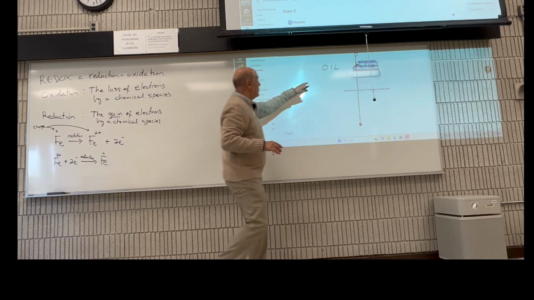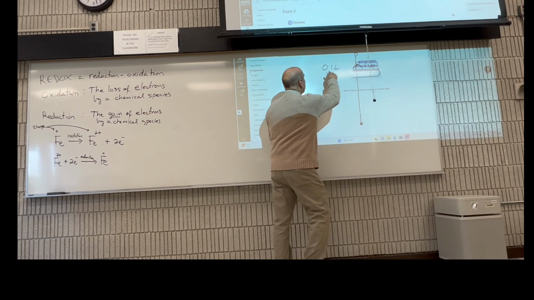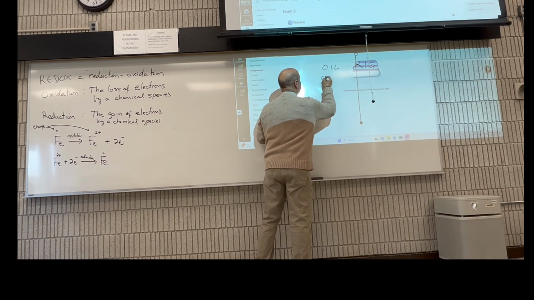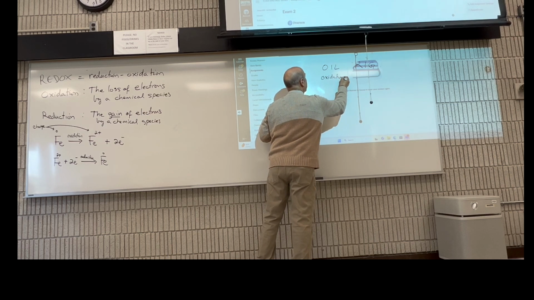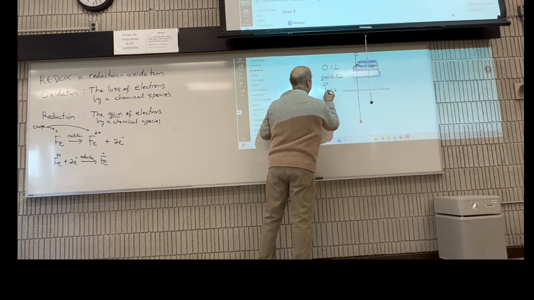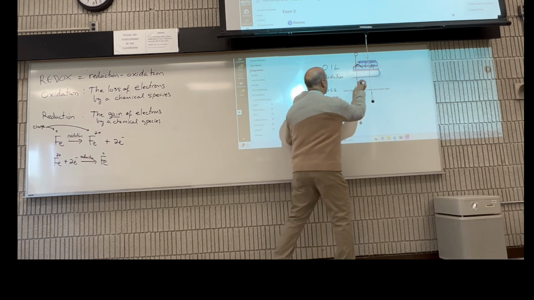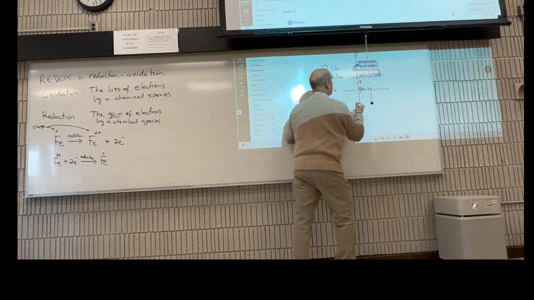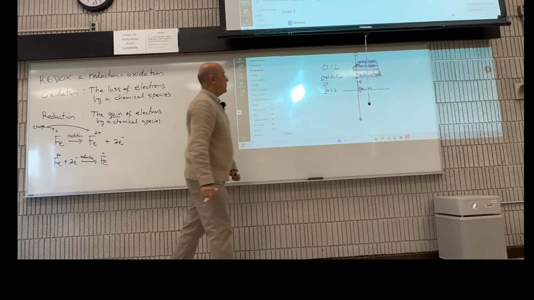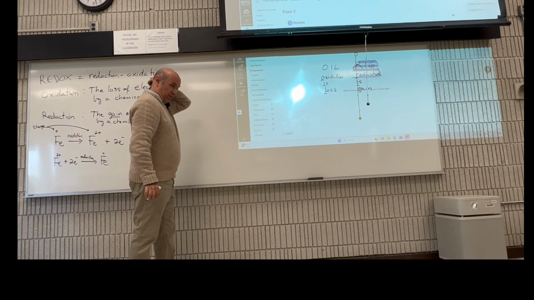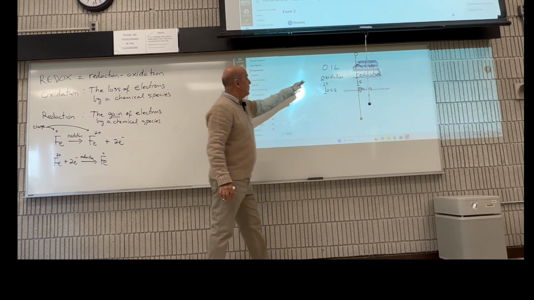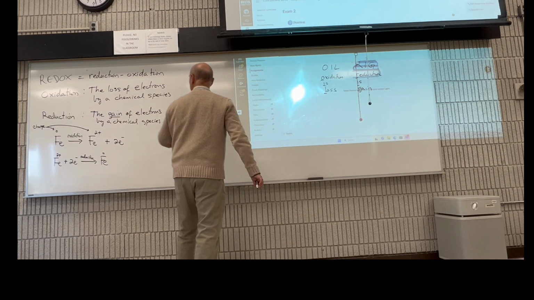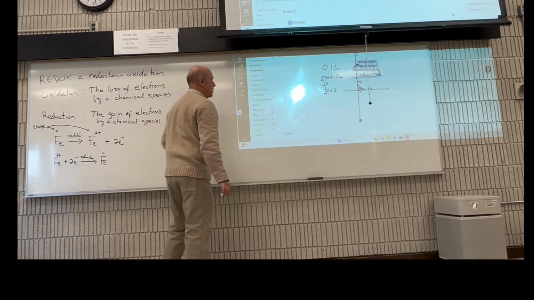But the point is that if you remember this oil rig, this is going to remind you: oil, oxidation is loss. That's where the oil comes from. And rig, reduction is gain. That's where the rig comes from. So you can try to remember that and then rely on that to determine whether or not an equation is a reduction or an oxidation.